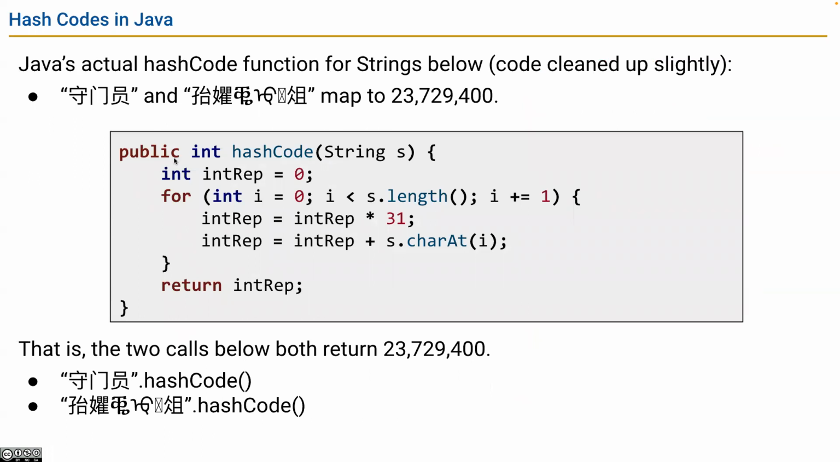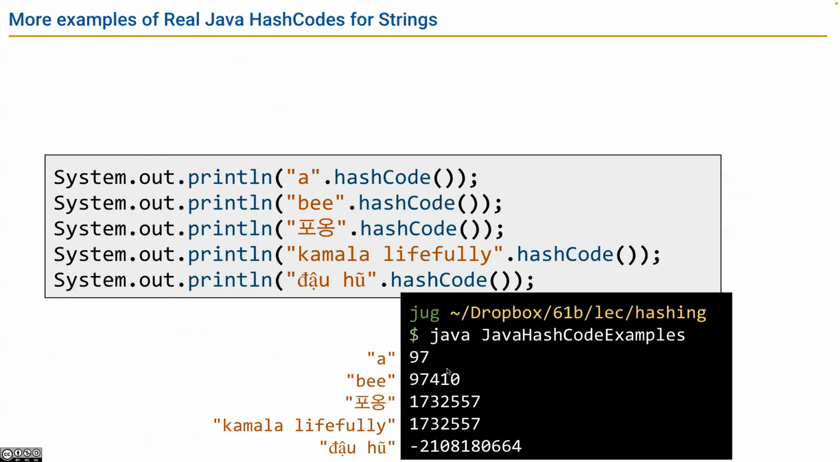If I look at the actual hash code for the string class in Java, it looks almost exactly like this. I've cleaned up the code very slightly for reasons that you can read about if you want. Basically, you would start at 0, then multiply by 31 and add the next character, and repeat that process over and over. And if I do that, I get 23,729,400.